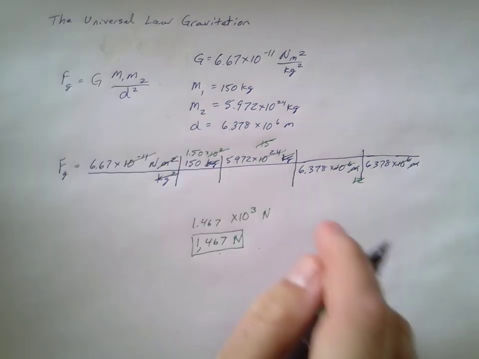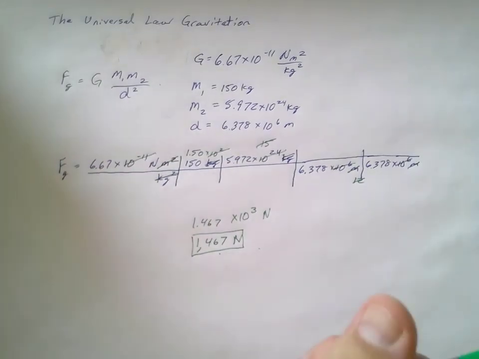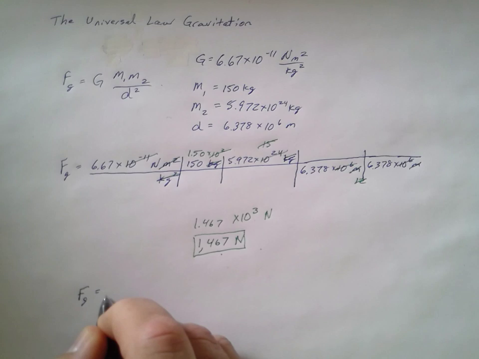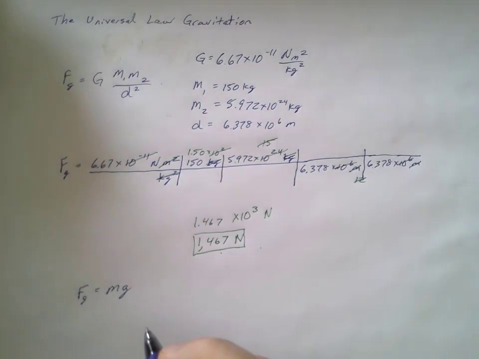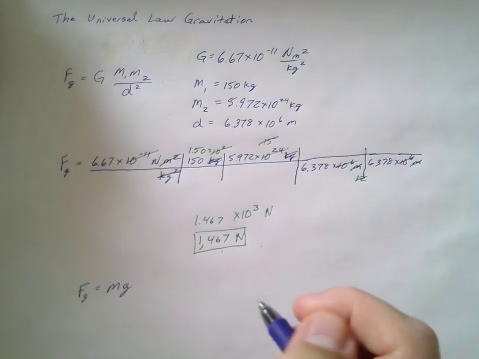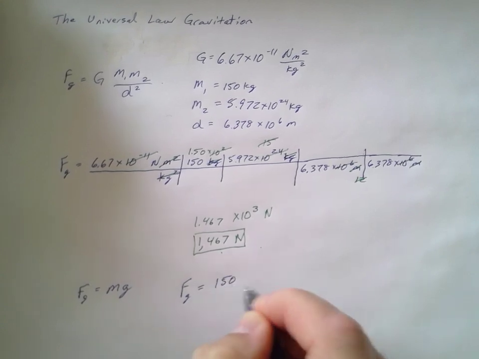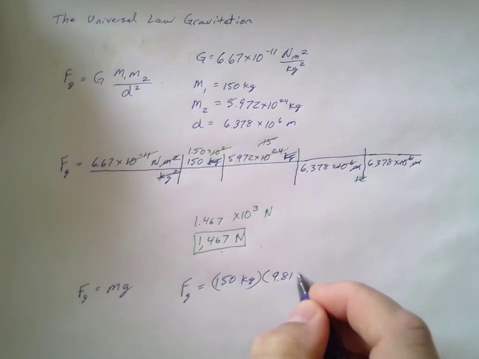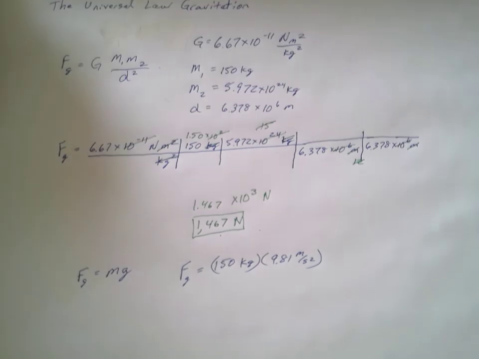Okay, all right. But there's an easier way to do that, right? Well, what's the easier way to do that? We could have done this in terms of the force of gravity equals mg. Now remember what g was. Okay, so g was 9.8, or 9.81 if you want. So the force of gravity is going to be 150 kilograms times 9.81 meters per second squared. Right? That's what we did in a previous chapter.